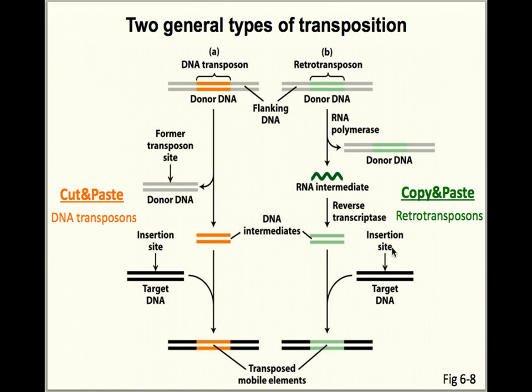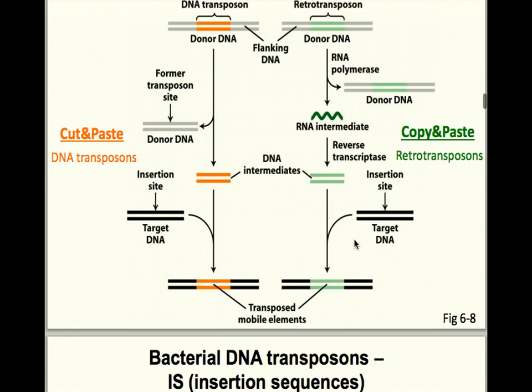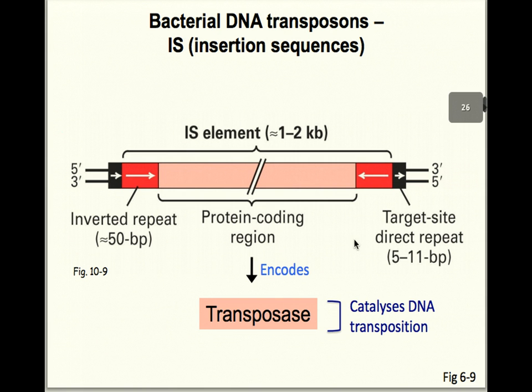So remember, there are two basic mechanisms of transposition. One is cut and paste, one is copy and paste. It's kind of like Microsoft Office. So here's a transposon, and all the transposon does is encode for transposase. Transposase recognizes the transposon, cuts it out, and moves it somewhere else. That's all it does.